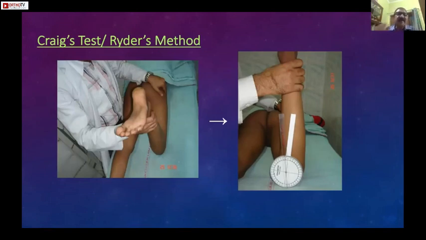This is the last slide. You want to see what is the antiversion of the hip joint. The patient is lying supine. The hip is extended and the knee is flexed. In that position, hold from the ankle with one hand, while the other hand palpates the trochanter. Find the position of the limb in which the trochanter is most prominent. In that position, measure the angle made by the axis of the tibia with the perpendicular. This is the angle of antiversion.